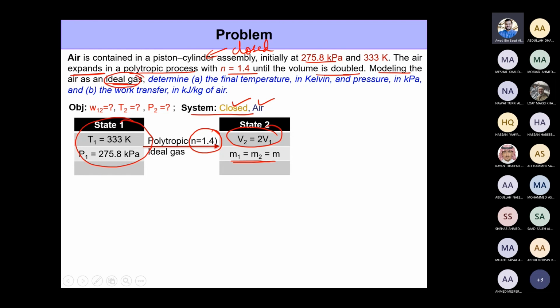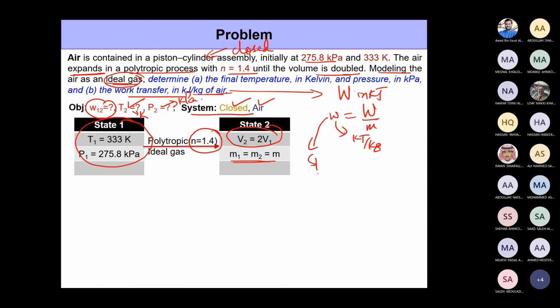So modeling the air as an ideal gas, we need to do a couple of things. We need to determine the final temperature T2 in Kelvin. We need to determine the final pressure P2 in kilopascal. And lastly, we need to determine the work output, or the work transfer, in kilojoule per kilogram. So we're not looking for the big W, which is work output in kilojoule. We're looking for the small w, which is big W per unit mass, in kilojoule per kilogram. Let's say the specific work output. This is what we are looking for.